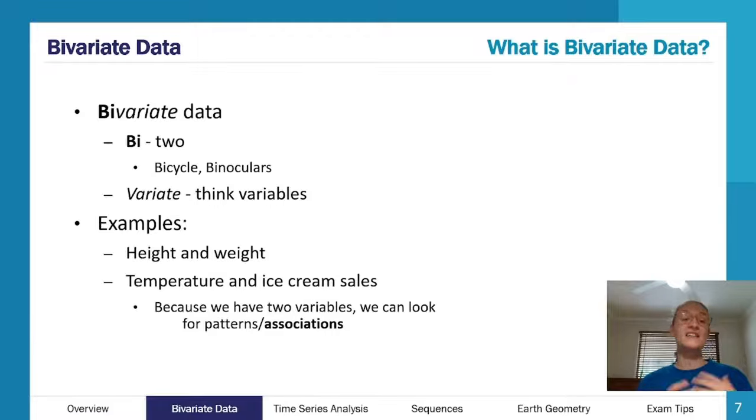Another one is temperature and ice cream sales. Again, if we record both the temperature on a given day and the number of ice cream sales, we can start to have a look at the relationship. So for example, when it's warmer, do we sell more or less ice cream? And we can start to have a look at what that relationship might look like. So again, the buzzwords: we're looking for patterns, associations, relationships. We're always interested in how our two variables are related.